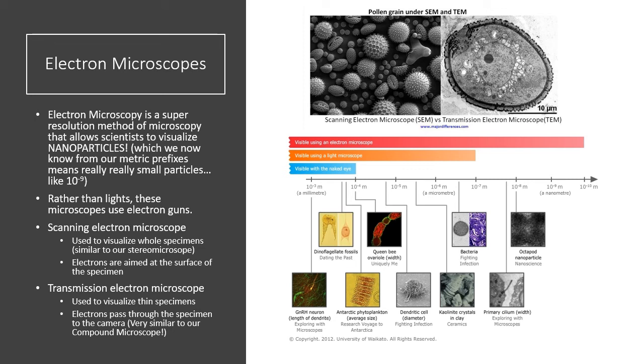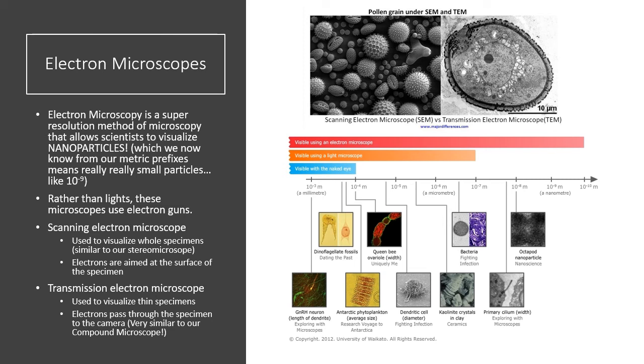There are two different types of electron microscopes, and these have important differences. We have a scanning electron microscope, which is used to visualize whole specimens. I like to compare this to our stereo microscope, because the electrons are aimed at the surface of the specimen and then bounced off, so we can visualize the surface of the specimen. At the top right, we have a pollen grain under a scanning electron microscope. You can really see the texture of the surface of these pollen granules.